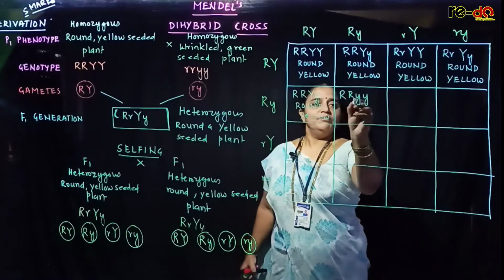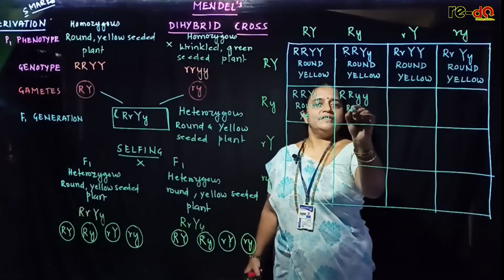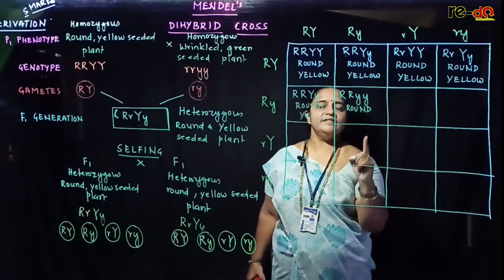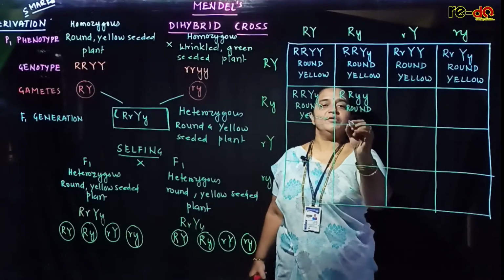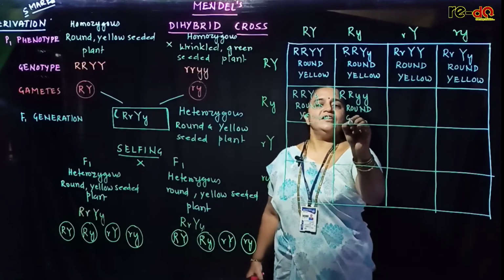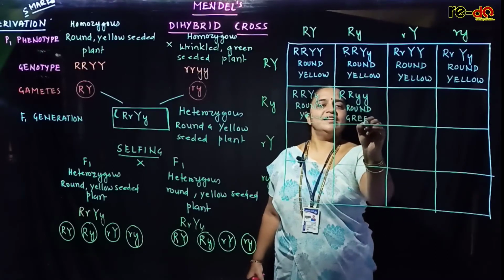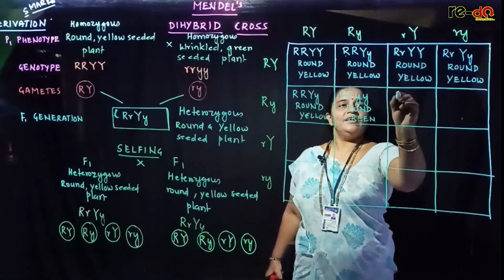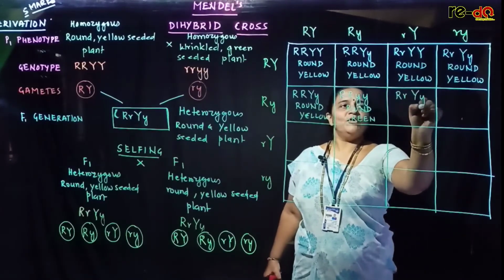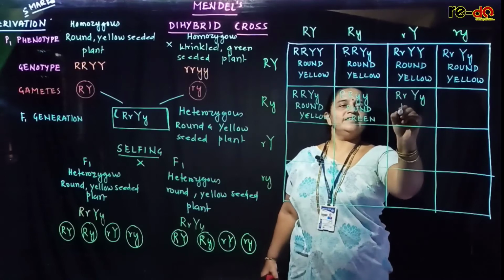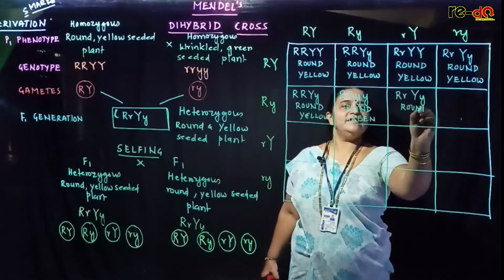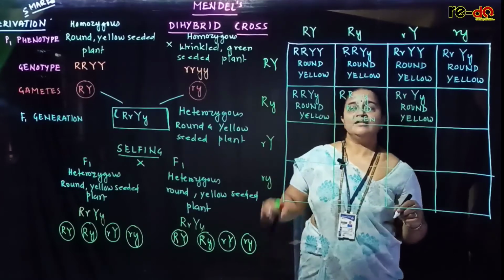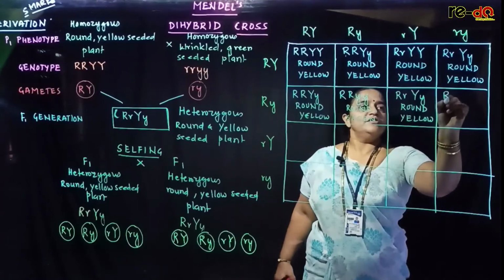Now this with this, R, R, this is different. Clear? Both are capital R means shape of the seed is round, but here it is homozygous where recessive allele will express now. The color becomes green. So it is round green. This is parental recombination. Now, R small r, Y small y, completely heterozygous, but because of dominance, it becomes round yellow seeded plant.